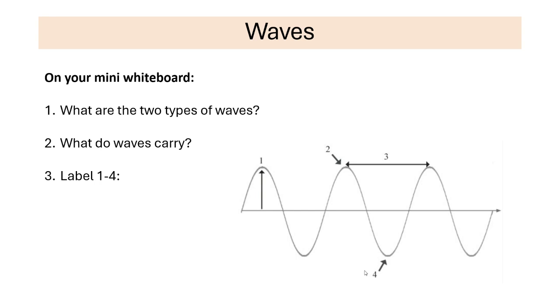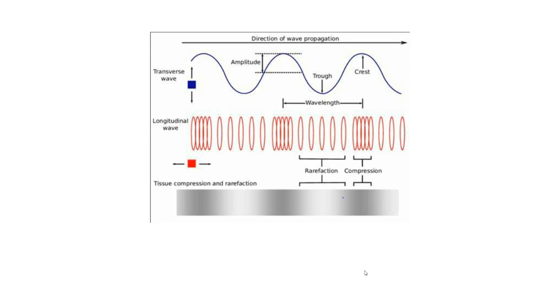For the labels, number 1, the height of the wave, or distance between the middle and the top, is called the amplitude. Number 2, which is the top of the wave, is called the crest. Number 3 is the distance between two identical points on successive waves, and that's called the wavelength. And number 4 is the bottom of the wave, and it's called the trough, T-R-O-U-G-H. So you need to know these keywords, and you need to know the difference between longitudinal and transverse.